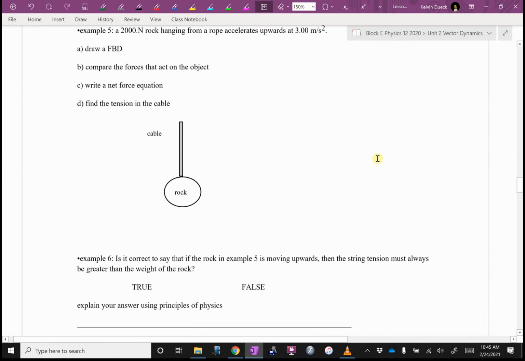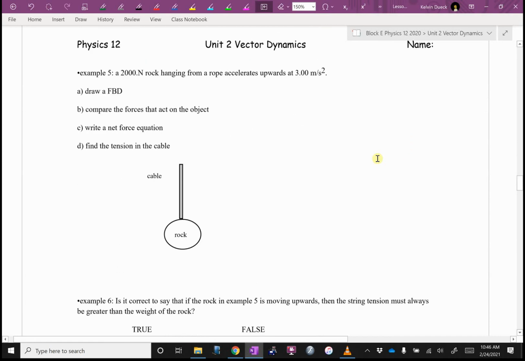Example 5. Turn the page. A 2,000 Newton rock hanging from a rope accelerates upwards at 3 meters per second squared. Part A says draw a free body diagram. Okay, there's the rock. What are the forces acting on it? Get the obvious one. Remember, I did a systematic approach last year because students always want to rush to the complicated, weird force. I said, do the ones that you know, and often the weird force becomes obvious by the end.